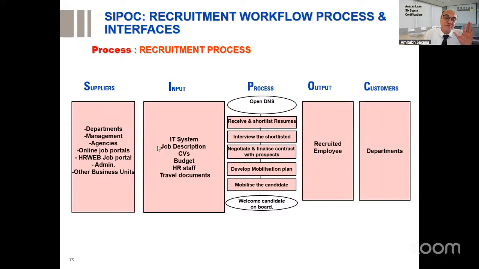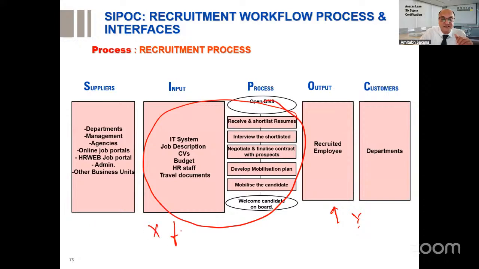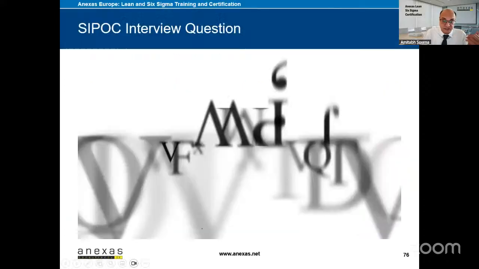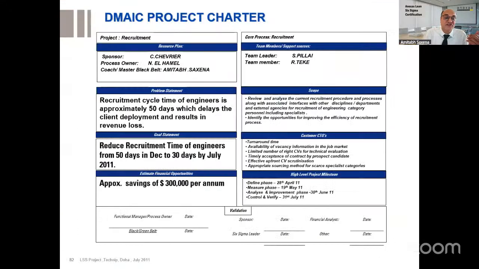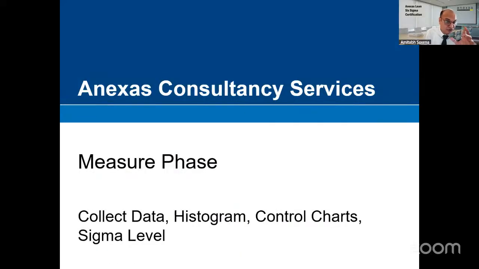Now, I hope you remember SIPOC. SIPOC is the high-level process map of the process. Why are we creating SIPOC? Because the problems are in the process. This is our Y, recruitment cycle time. It is impacted by so many X factors. Which of these X factors is important? So we create a project charter. Today we are taking 50 days, and we would like to reduce it to 30 days. If we do that, it is going to save good money for us. That is our project charter in the define phase.